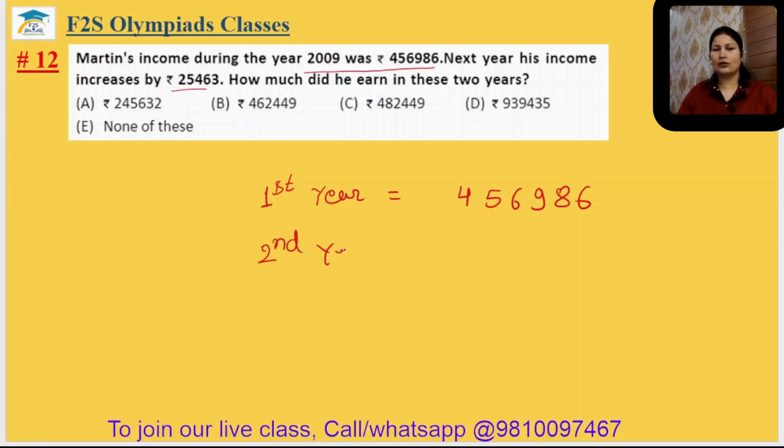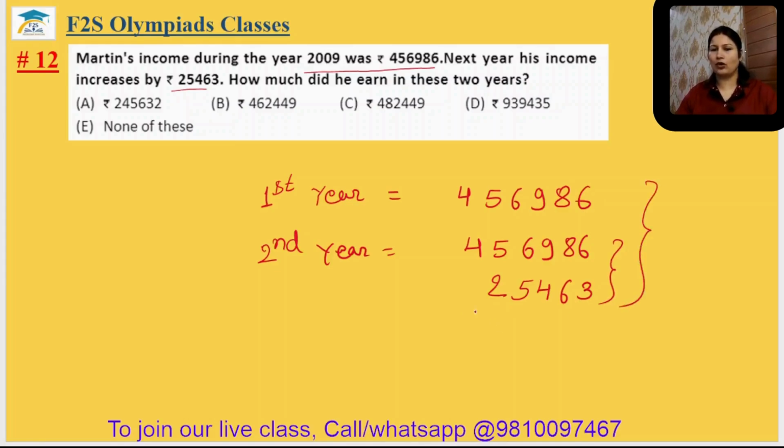What is the second year income? It increased by this amount. So it means 456,986 added with 254. Sorry, I have to write from the right side. It should be 3,6,4,5,2. This will be the income in the second year. To find the total income, we have to add all these three.